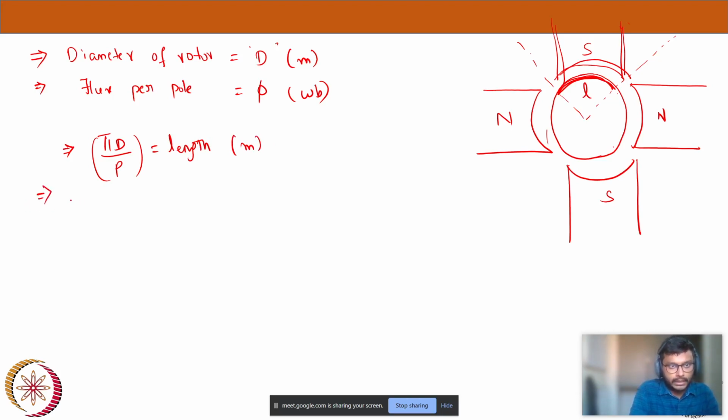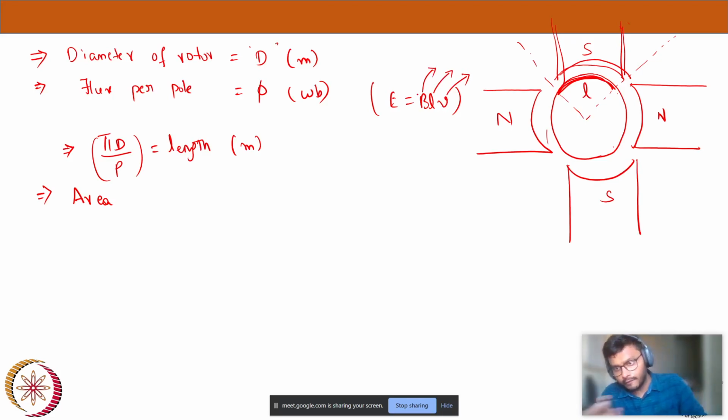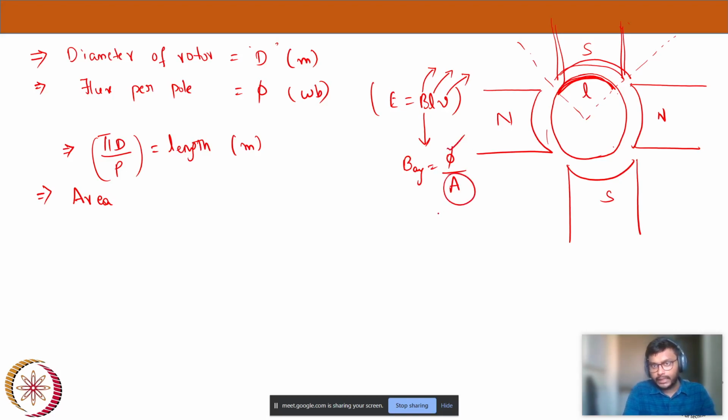Now calculate the area. Why are we calculating this? We know the EMF formula is E equals B L V, right? Now I'm trying to calculate B, and then we know the length, and then we will see the value of velocity. If we multiply all three, we will get E. But before that, we need to calculate B average. B average is nothing but flux by area, and that's what we are trying to calculate. We know the flux per pole, and if you can calculate the area, you will get the value of B average. Now you substitute B average in this formula and you will get the EMF generated equation.